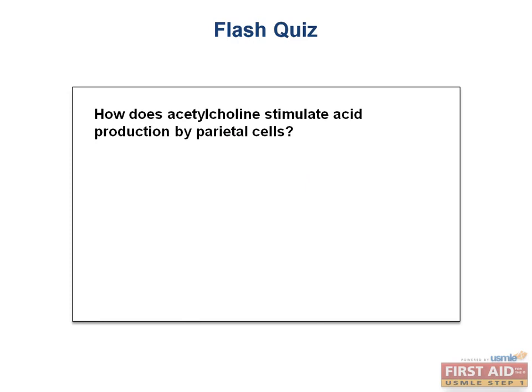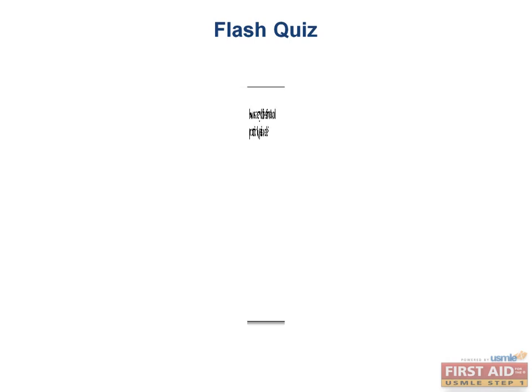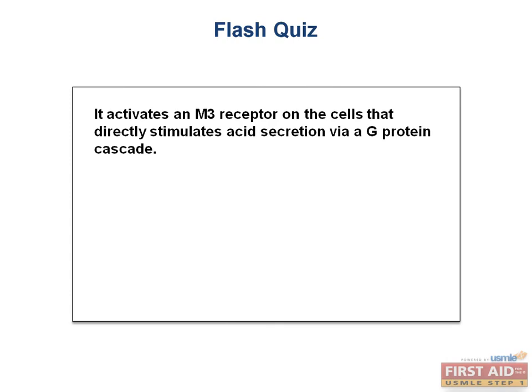Let's do a quick review flash quiz. How does acetylcholine stimulate acid production by parietal cells? Remember, it activates an M3 receptor on the cells that directly stimulates acid secretion via a G protein cascade.